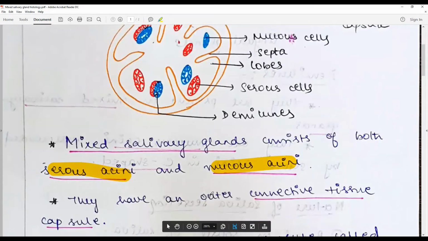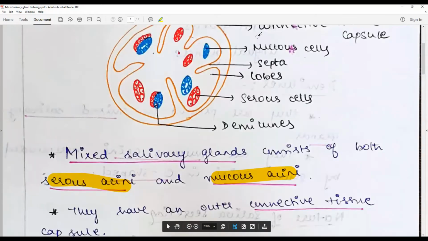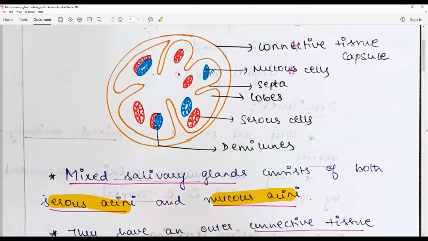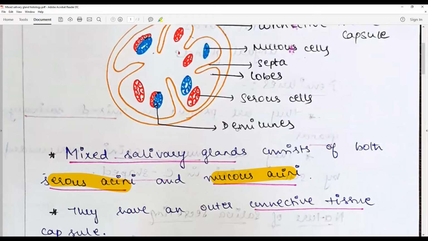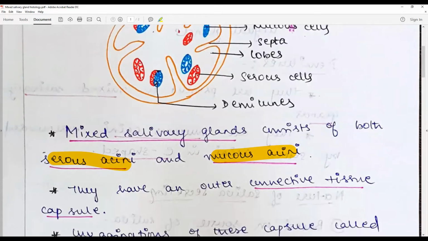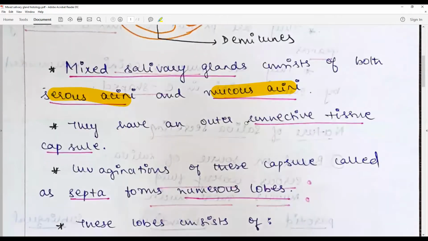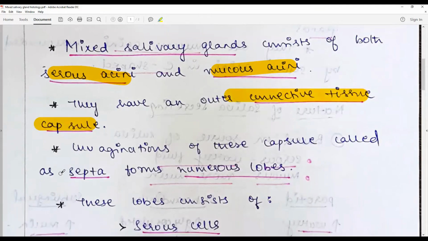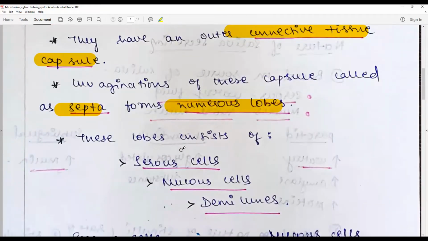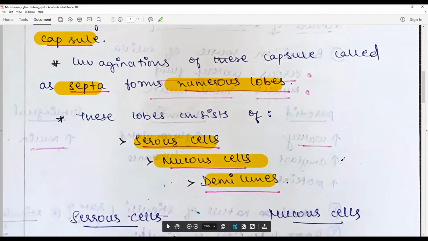They have an outer connective tissue capsule. You give an infographic of mucous cells, the septa, the lobes, the serous cells, the serous demilunes. An outline and a histopath diagram will be greatly appreciated. Normal histopathology diagrams. They have an outer connective tissue capsule. The invagination of these capsules, or septa, forms the numerous lobes. Each lobe consists of numerous serous cells, mucous cells, demilunes, and collecting ducts.